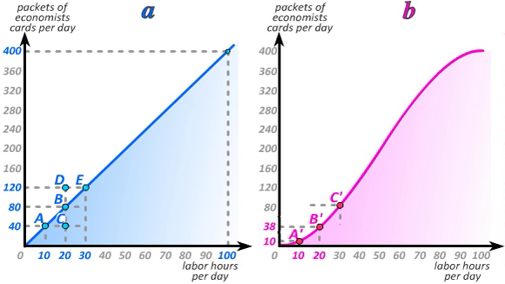I can do even better with the next 10 labor hours that I hire. At production plan C prime, I can use 30 labor hours to produce as many as 82 packets of economist cards. That's 44 more than I could produce with just 20 labor hours. And at H prime, I can produce 56 more economist packets with the next 10 labor hours, for a total of 138, using 40 hours of labor.